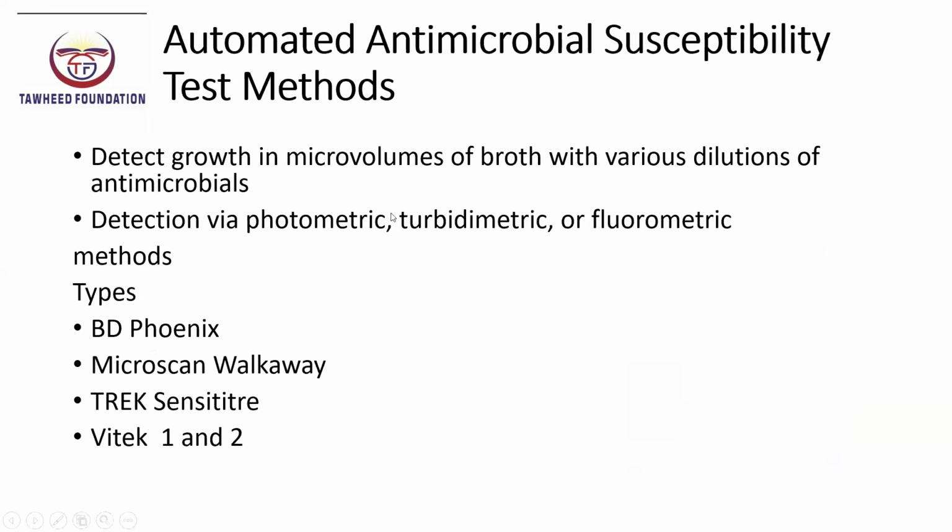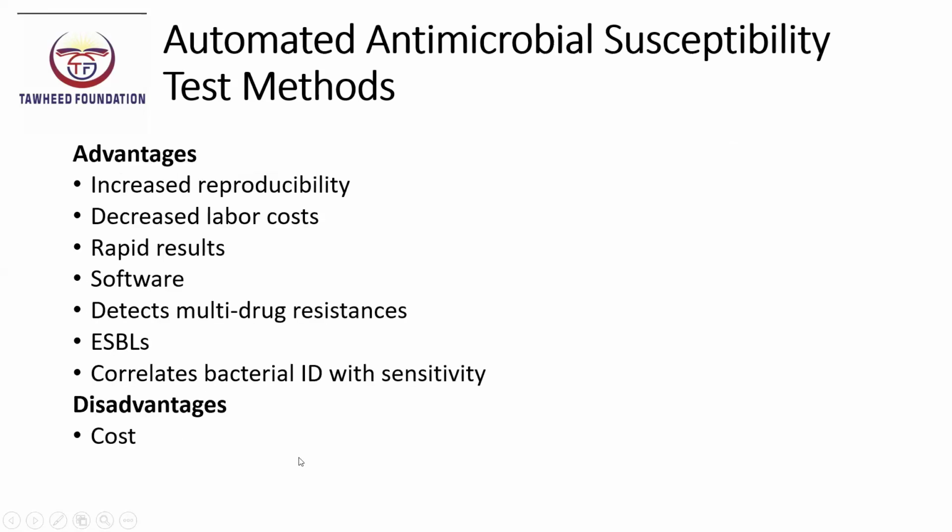Automated AST system. Systems like Vitek 2 and Phoenix automate broth microdilution and use optical or fluorometric detection for rapid standardized susceptibility reading, shortening turnaround times in diagnostics. So it will detect microvolumes of broth with various dilutions of antimicrobials, with detection via photometric, turbidimetric, or fluorometric method. Types include BD Phoenix, MicroScan WalkAway, Trek and Sensititre, Vitek 1 and Vitek 2.